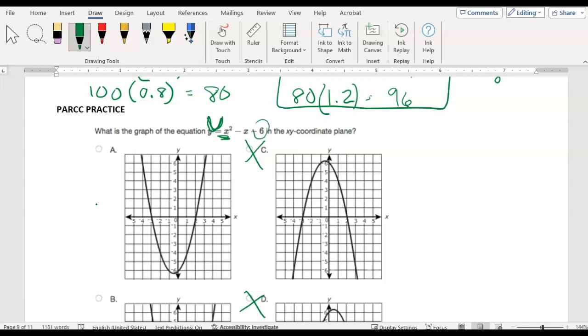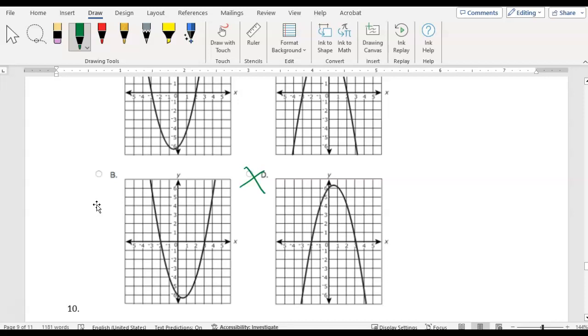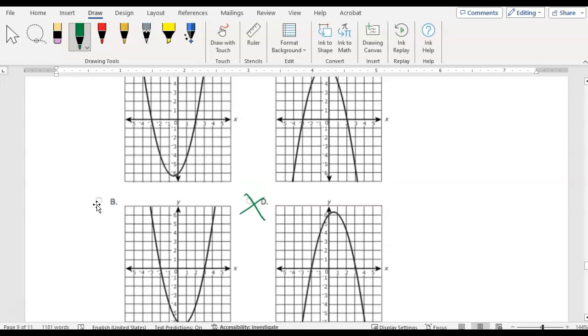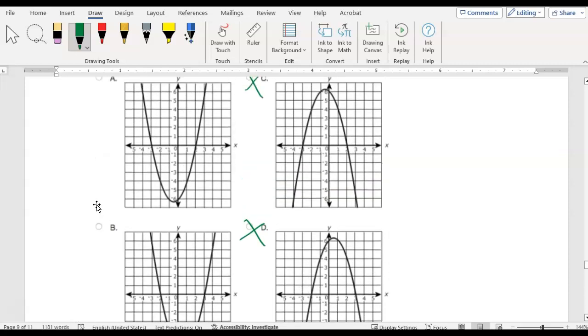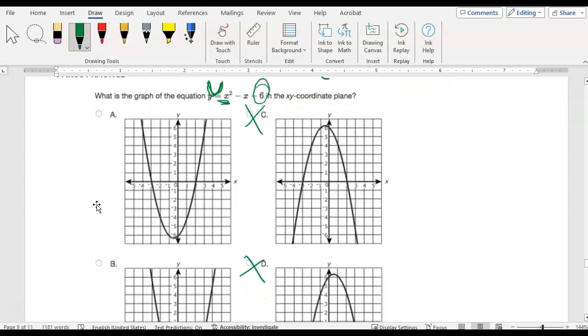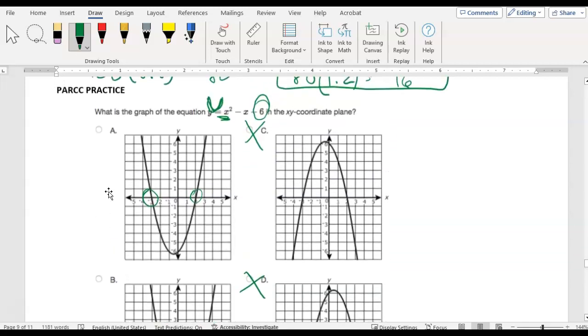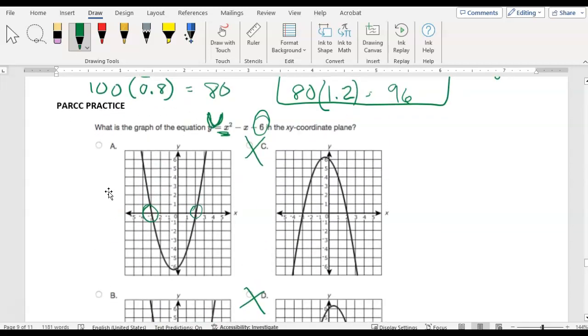Then I see that I have negative 6 as my y-intercept. So I can look and see which of these has a y-intercept of negative 6. Well, it looks like B has a y-intercept of negative 6, but let's see if there's another way I can test it to make sure. So one way that I can test it is I can plug in a value for my x-intercept and see if that works. So this one has x-intercepts of negative 3 and 2. This has x-intercepts of negative 2 and 3.